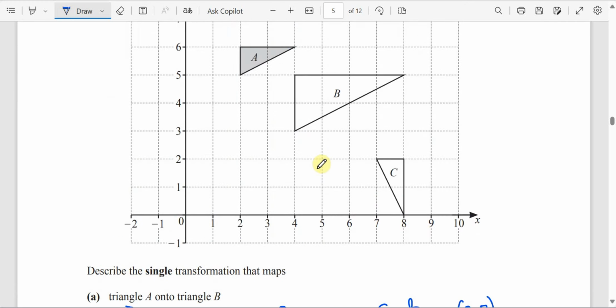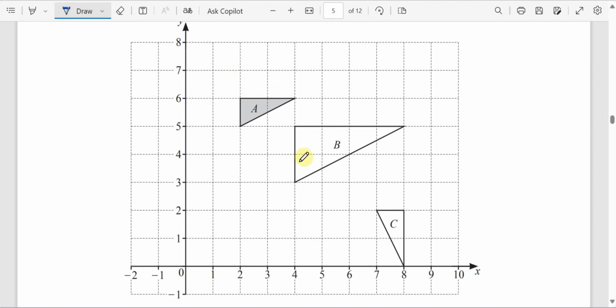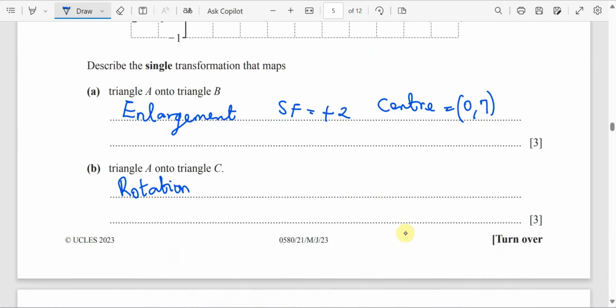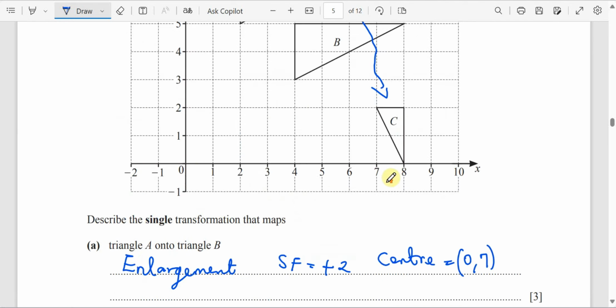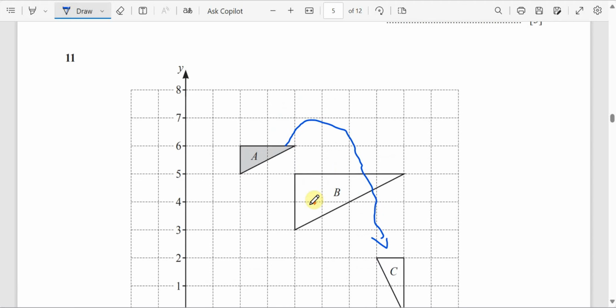Now if it's being rotated, what do we need? We need the center of rotation, and we also need the direction. So also by mere observation, you can see that A is being rotated 90 degrees clockwise, moving this way to C. So that's 90 degrees clockwise. Okay, that's the direction. Now we are left with the center. So let's see.